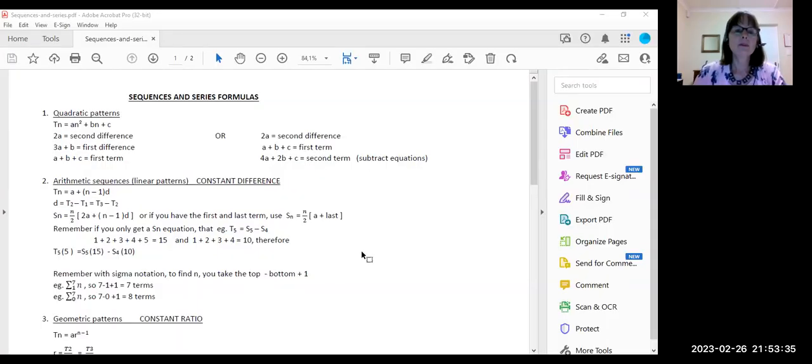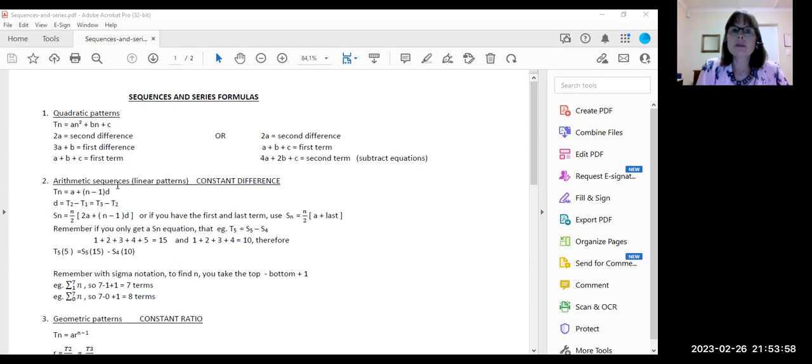Hello, grade 12. I'm going to show you the summaries of your number patterns for grade 12. If you look at this, the first one here would be the quadratic number patterns, and in grade 11, they teach you that. There are two different ways of doing it. I always work with the one on the left side.